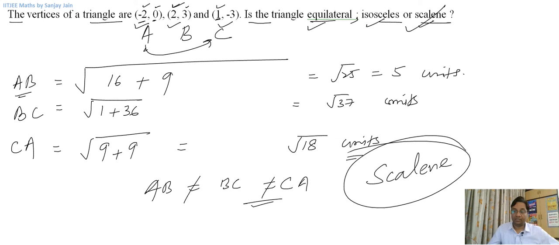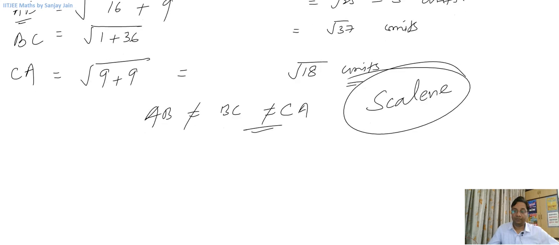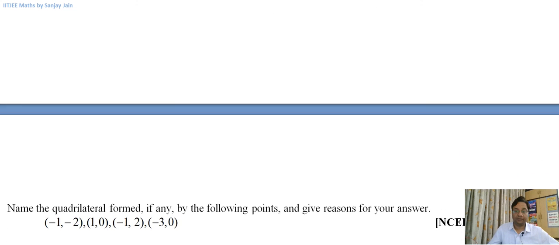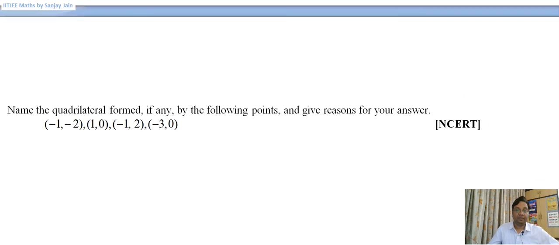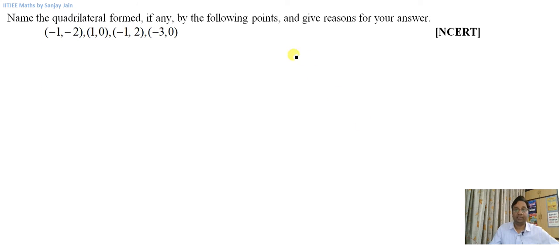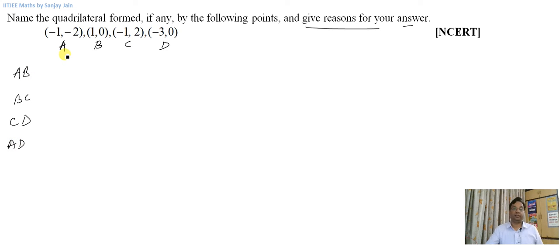Alright, so this was another simple application of the distance formula. Let us see if we have got some more questions. Yes. Name the quadrilateral formed, if any, by the following points and give reasons for your answer. So let us again name these points A, B, C and D. And now I'll try to find AB, BC, CD, AD, which will be the sides of the quadrilateral if such a quadrilateral is formed by these points.